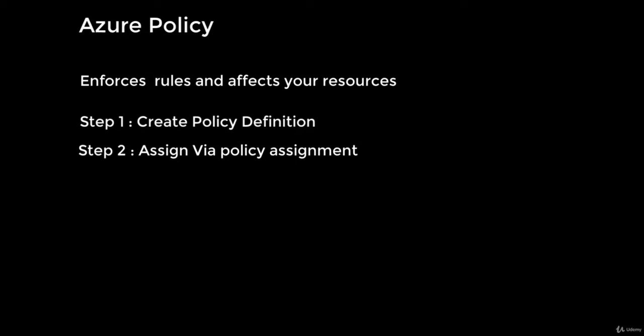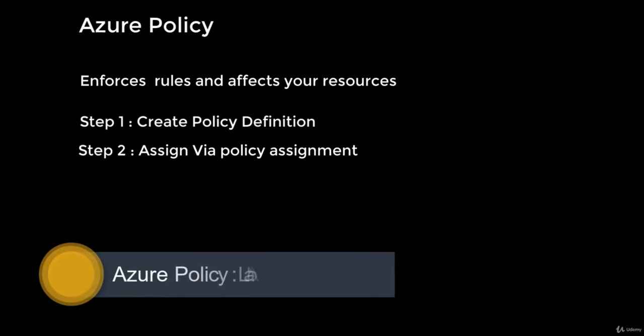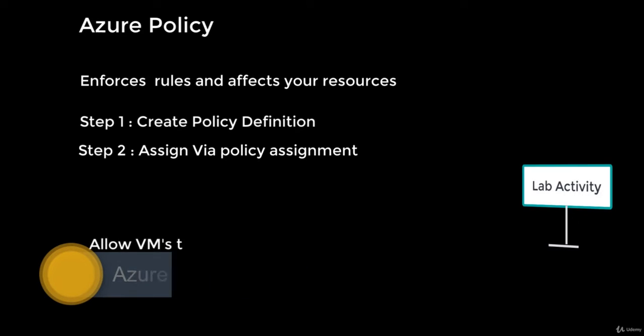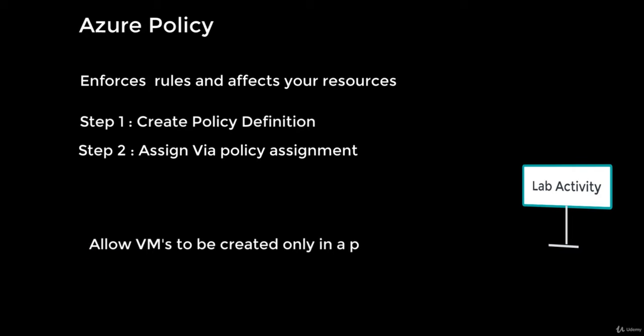Alright, if that's too much to understand and a lot of theory to work on, let's start working on a lab activity. So here's what we're going to do. We'll create a definition so that admins can create a virtual machine, let's say, only in a particular region. Let's choose West Europe as a sample. Once the definition is created, we will assign it as an initiative. Then we'll test it to see if I can create a virtual machine in other regions.